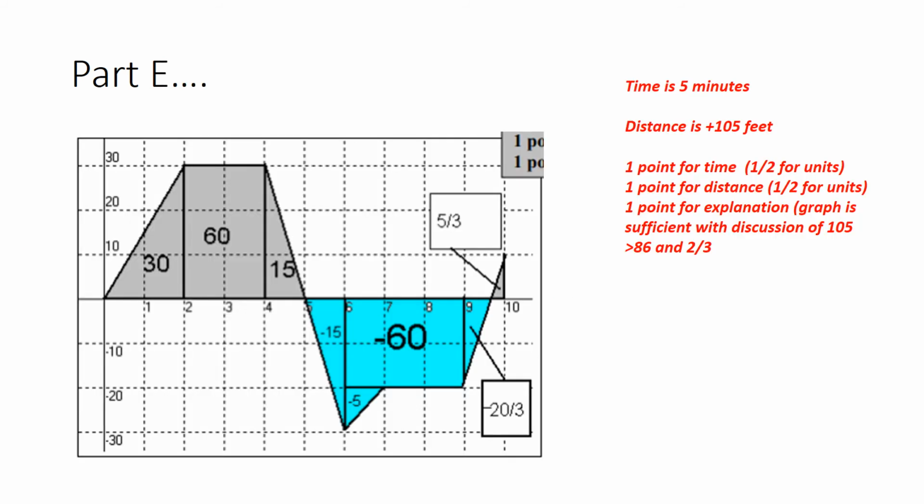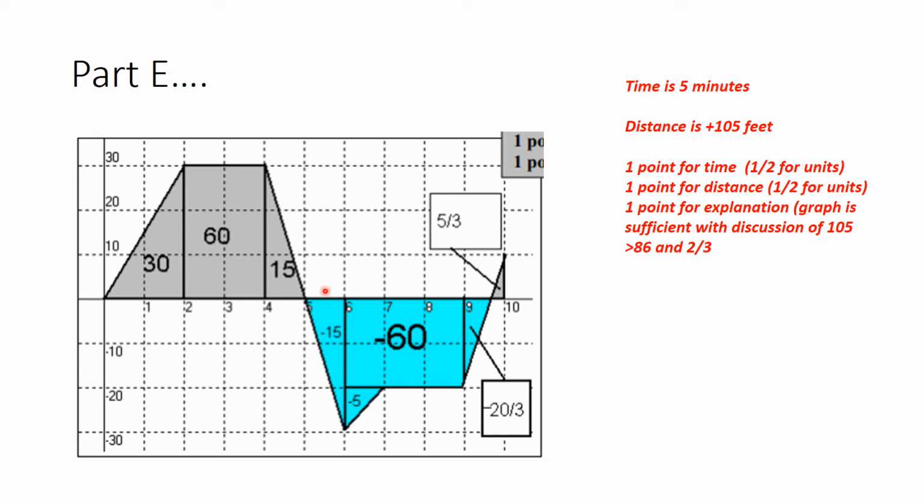Part E. You were trying to figure out, there were three questions, I guess. When is the particle the furthest away from its starting point? You were also to figure out how far it is away from its starting point at that time. And you were also supposed to give a bit of an explanation. We'll say more about the explanation later.